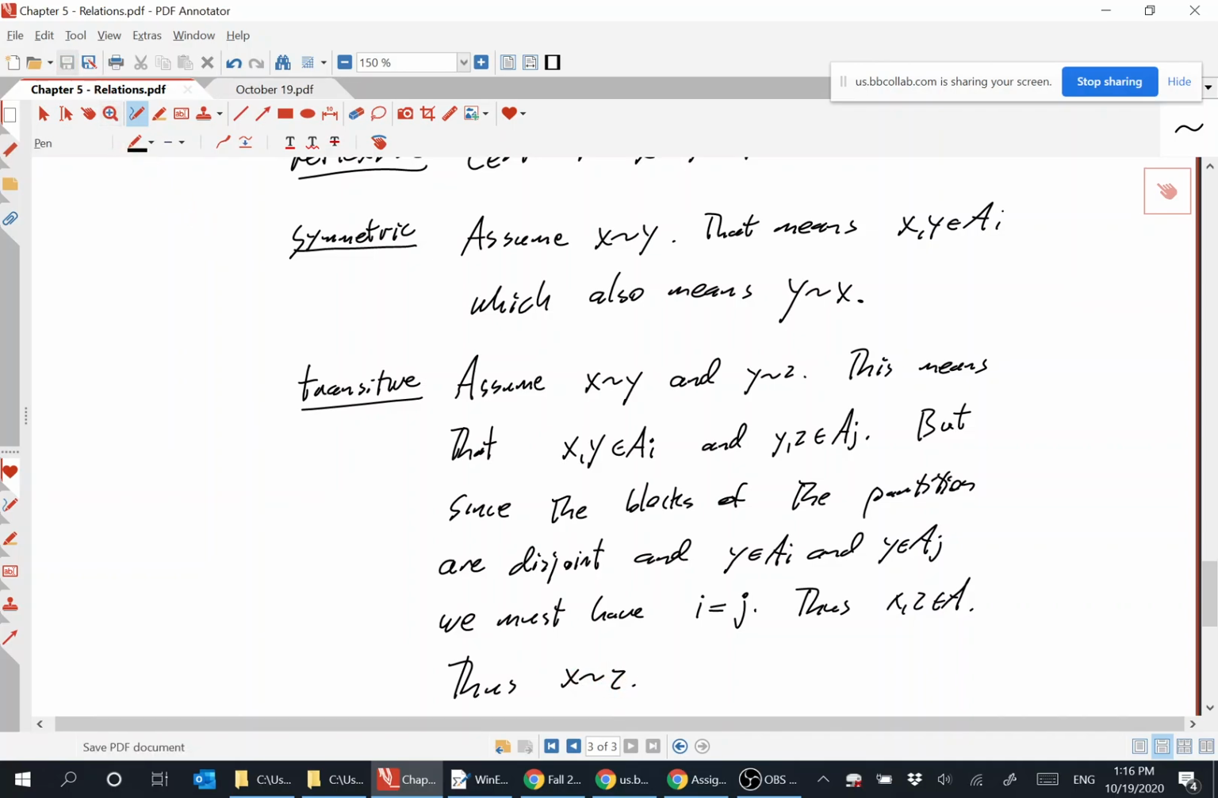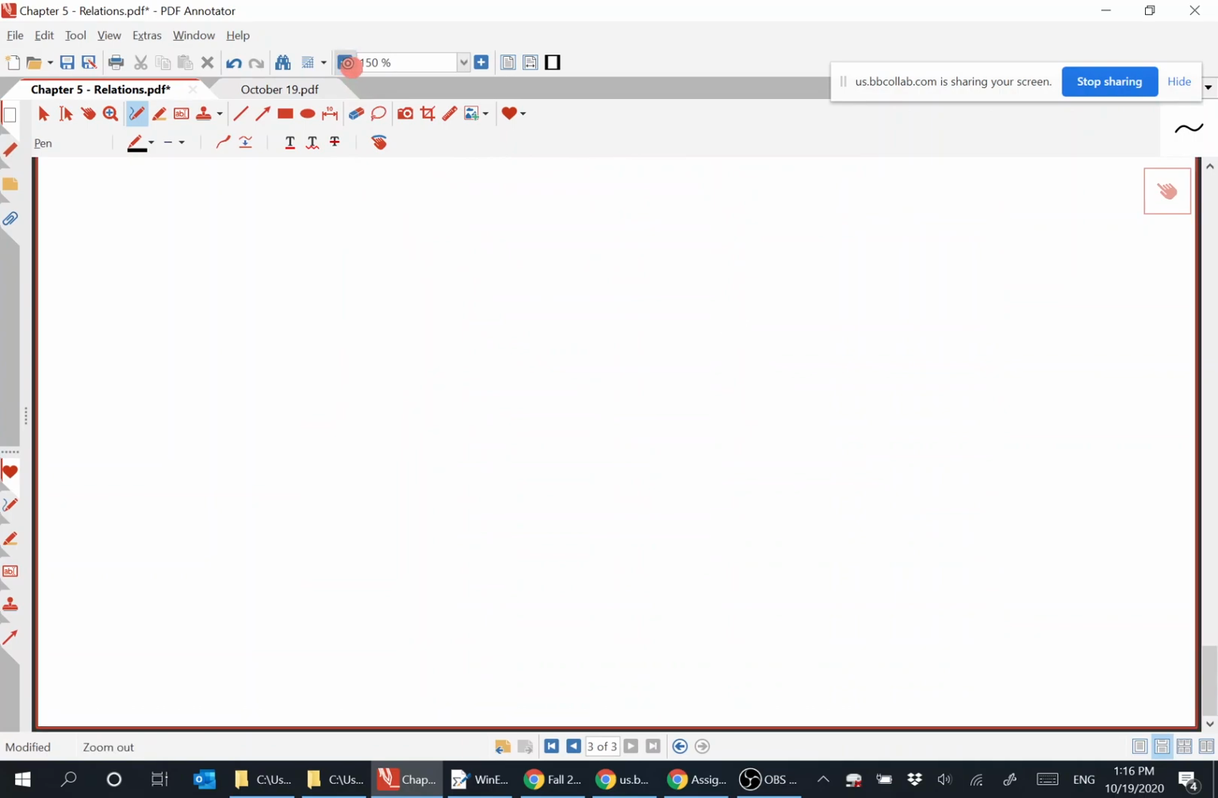I probably said too much there. Like right here, since x and y are in AI, and since you're talking about y again, it's got to be AI. That's probably belaboring the obvious what I just did, but it's not too bad. All right, try this one for next time.